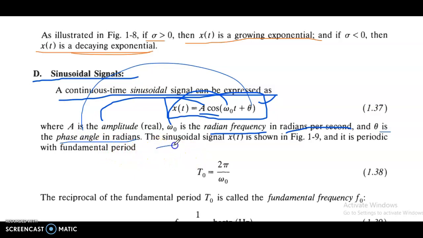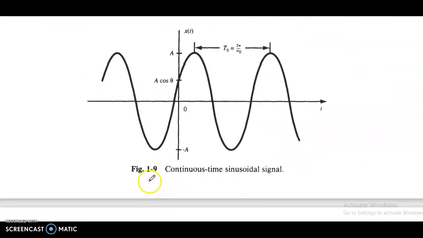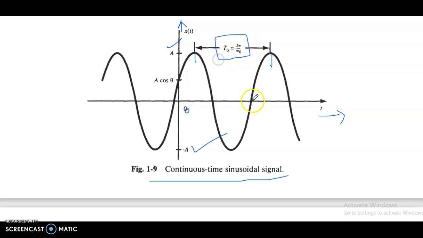The sinusoidal signal x of t is shown in figure 1.9, the continuous time sinusoidal signal. Here on the x-axis is time t. On the y-axis is the amplitude x of t, where we have the amplitude A plus here and A minus here. This is A cos theta at 0 here. In between the peaks, T naught equals 2 pi by omega naught.